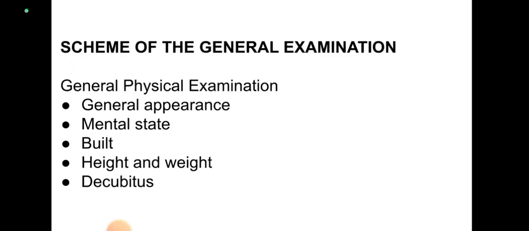Now that we know about physical examination, let's move ahead to the scheme of general examination. This is a detailed list of the things we look at during general examination. So we start with general physical examination, which you have learned just now. We look for general appearance, mental status, build, height and weight, and measure BMI of the patient. Then decubitus, which is the pressure source in bedridden patients.